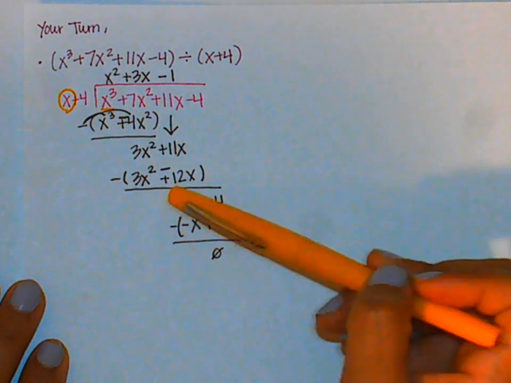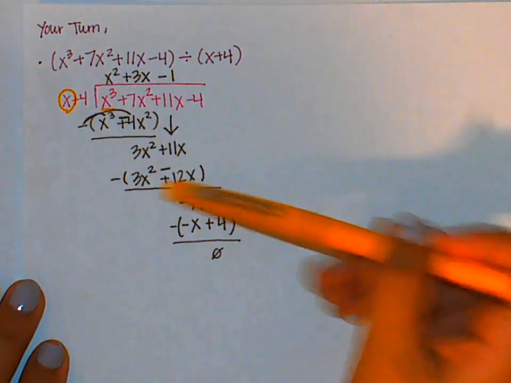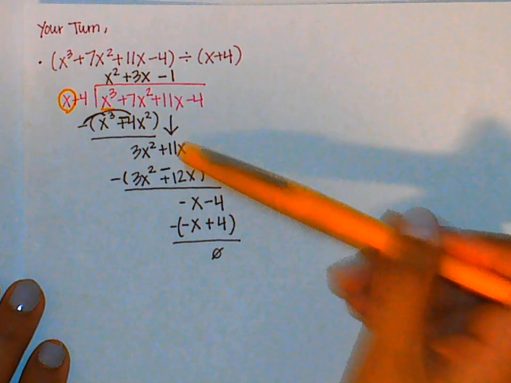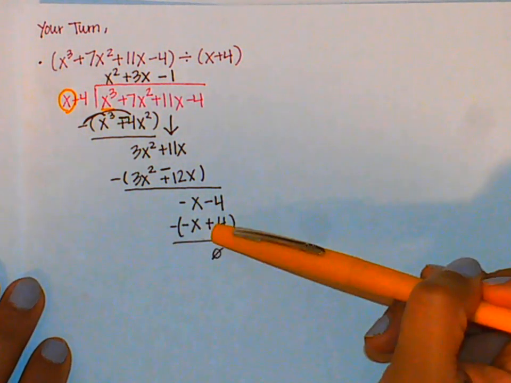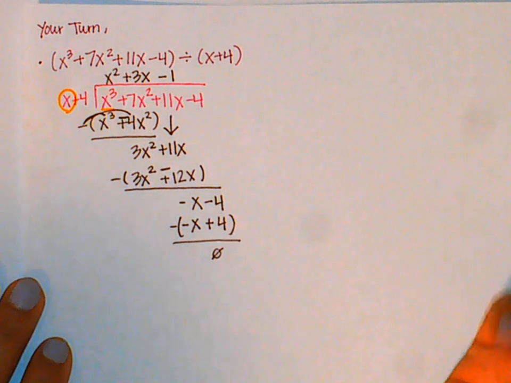Same thing down here. A 3x plus a 4 does give me a plus 12, but when I do that subtraction, it turns it into a negative, which is why I end up with a negative here. And then in the last one, it switches all the signs over so that I have a remainder of 0.